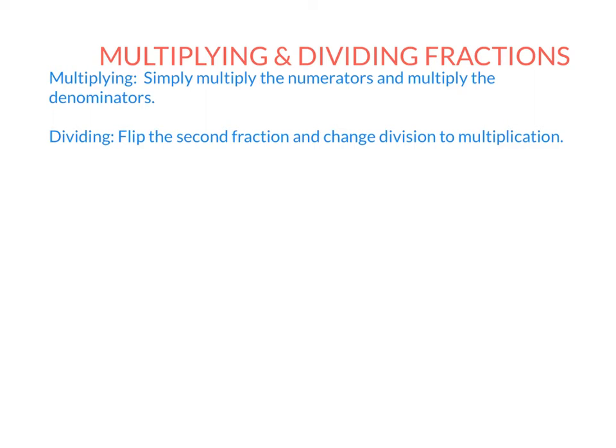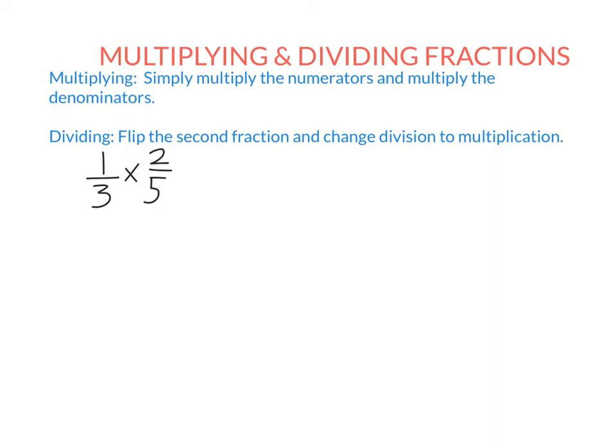Thank you so much for tuning into this video on multiplying and dividing fractions. When we multiply together two fractions, we simply multiply the numerators, i.e. the top numbers, and then multiply the denominators, the bottom numbers. And when we're dividing, we flip the second fraction and make it a times. So let's look at some examples.